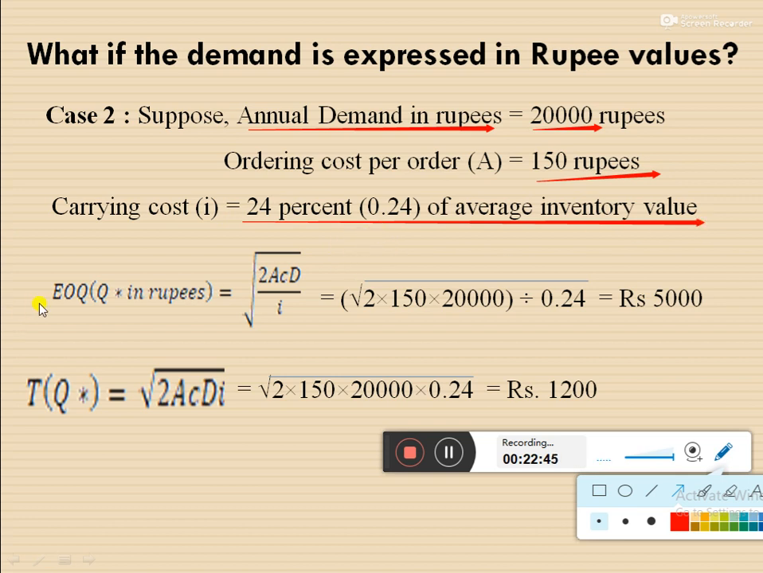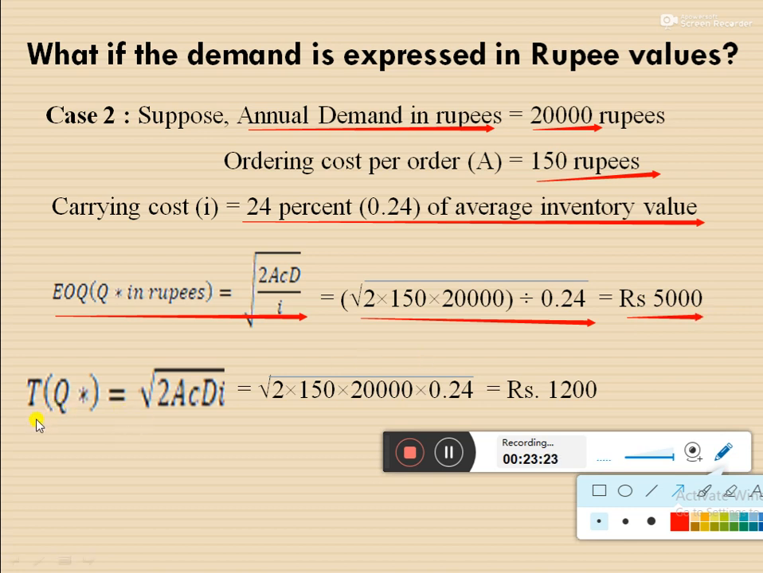So in that case, economic order quantity can be calculated by using this formula, which is written as square root of 2 into A, that is 150, into CD, that is equal to 20,000, divided by I, that is 0.24. As it is given in terms of percentage, 24% would be equal to 0.24, and the answer would be equal to 5,000 rupees. So economic order quantity is calculated in terms of rupees, that is equal to 5,000 rupees.